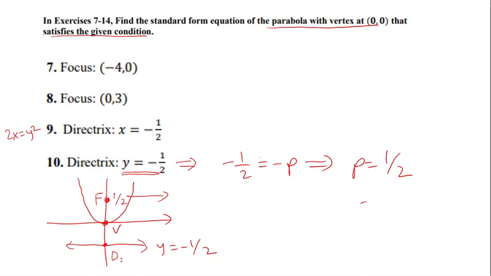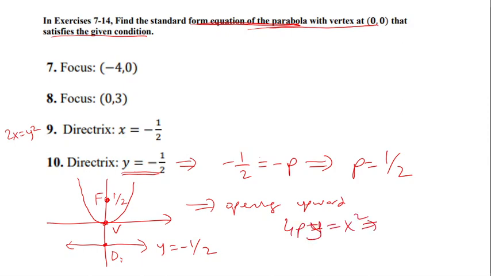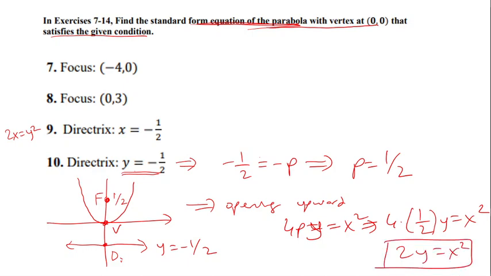We don't want to find the focus here, we know it. The only thing is the equation here. This is opening upward, so it's like y equal to x squared type. So it has to be 4py equal to x squared type. This will be 4 times 1 over 2 times y equal to x squared, and this will be 2y equal to x squared.